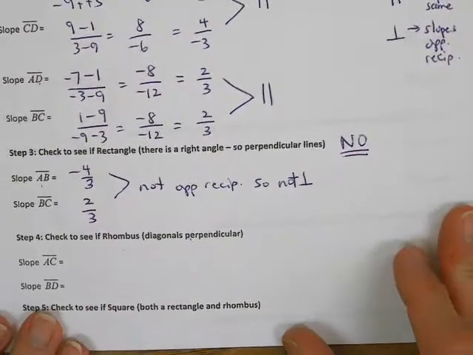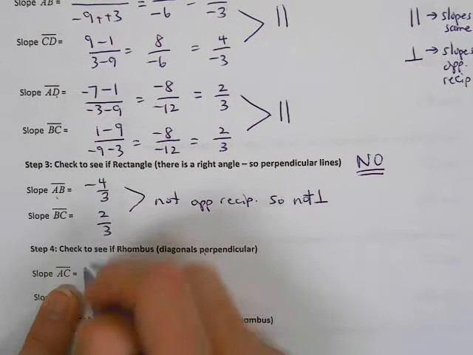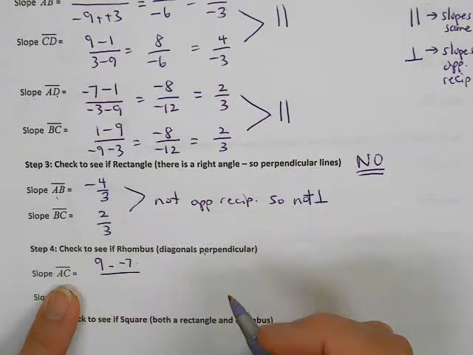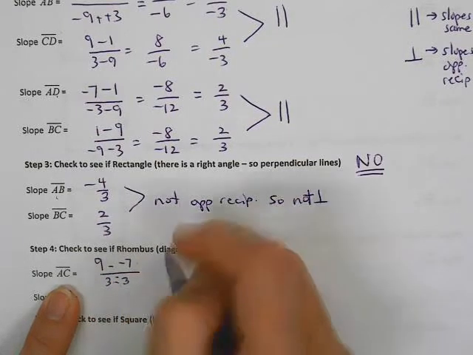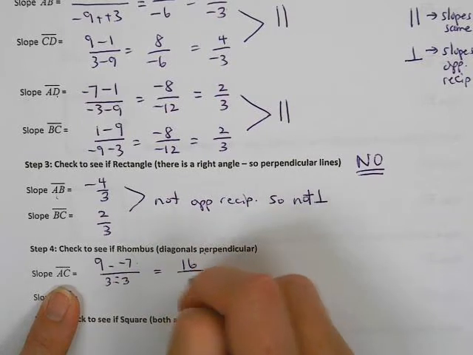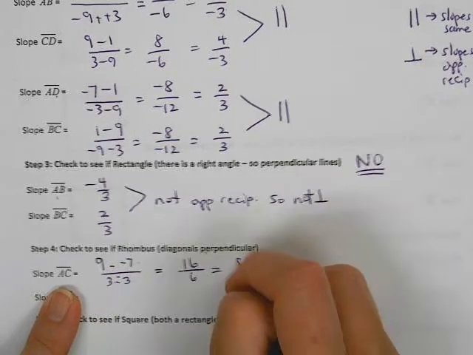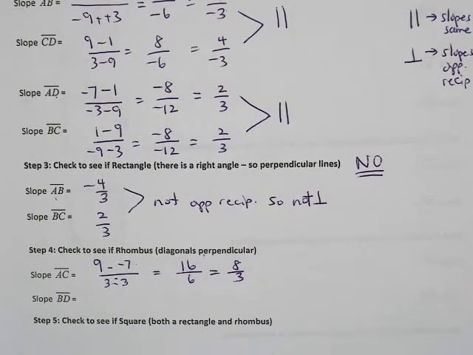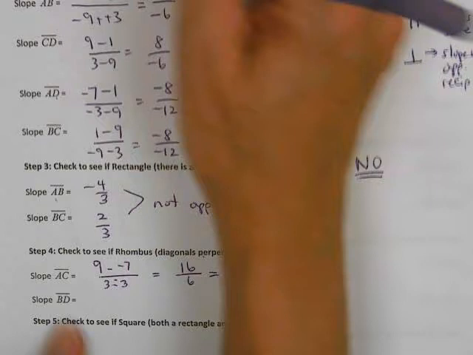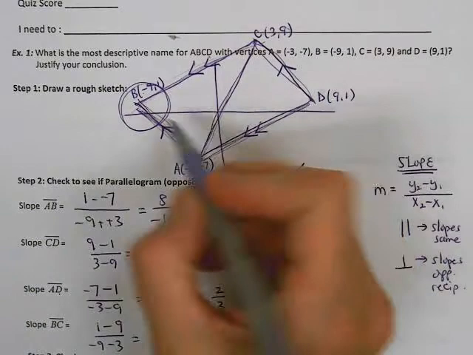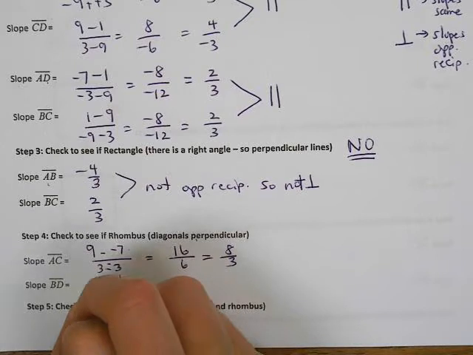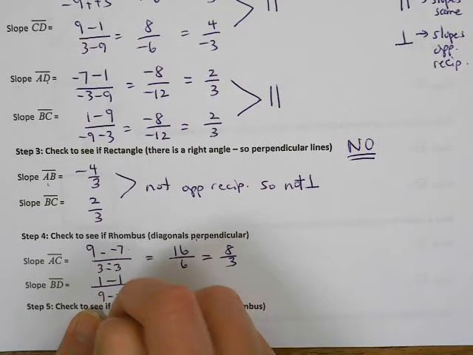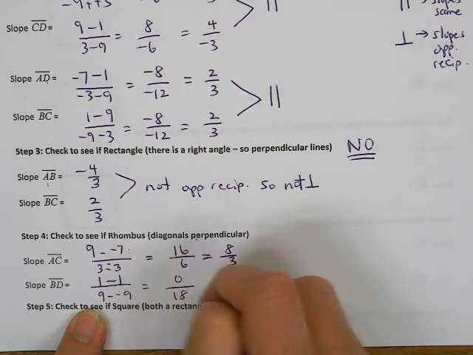Using my slope formula, AC would be 9 minus negative 7 over 3 minus negative 3. 9 minus negative 7 is 16 over 6, which reduces to 8/3. Now I have to do the slope of BD. So that would be this one up here. That would be 1 minus 1 over 9 minus negative 9. That's 0 over 18, or 0.